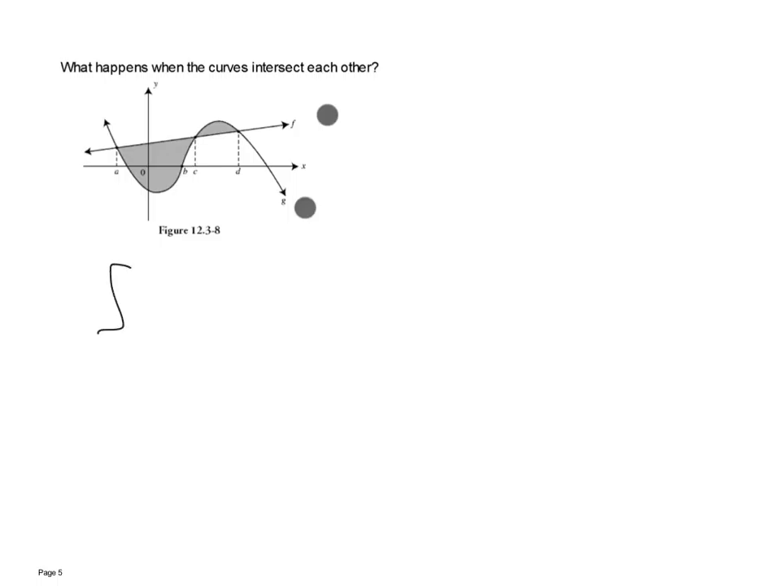So you're going to have to go from A to C. C is where they actually intersect. Right here at C is where they intersect again, and they intersect at A. So from A to C, f is on top, so you do f of x minus g of x dx.